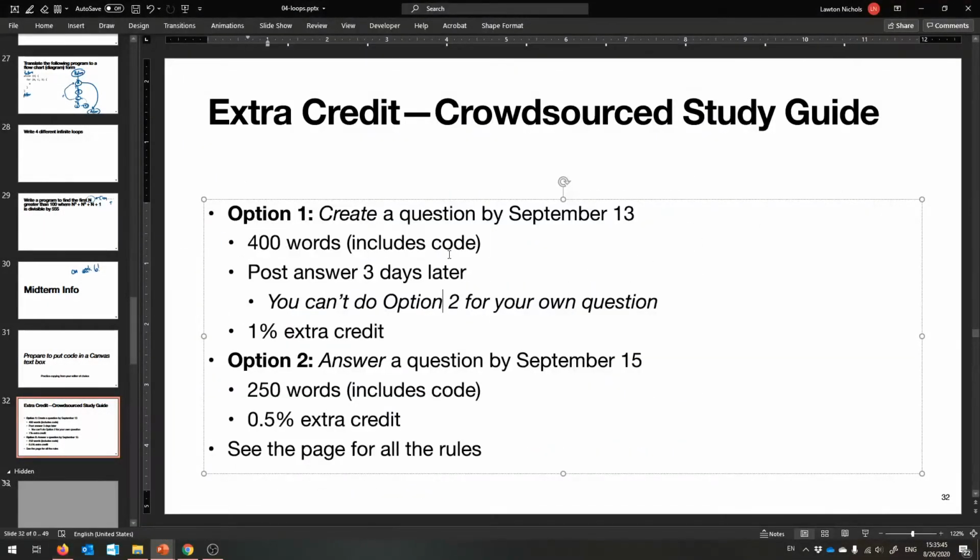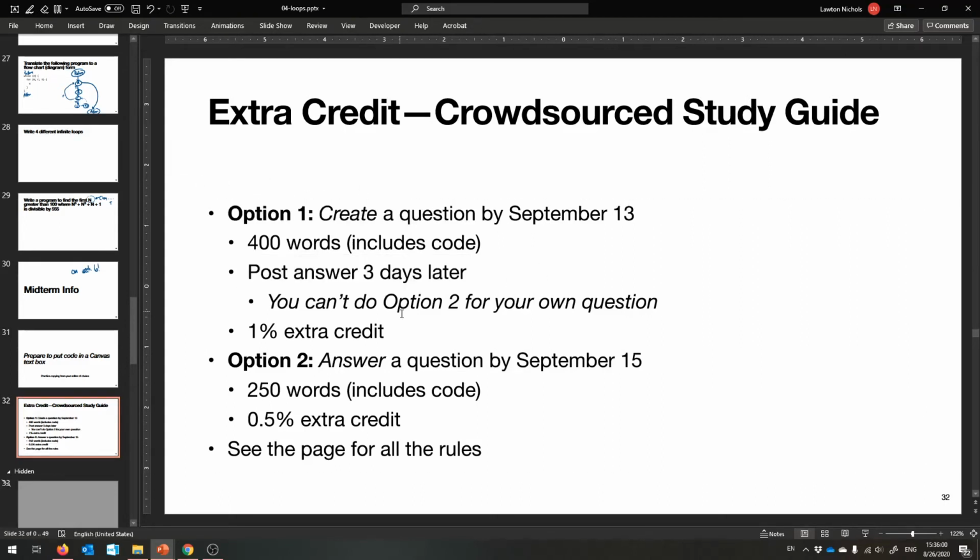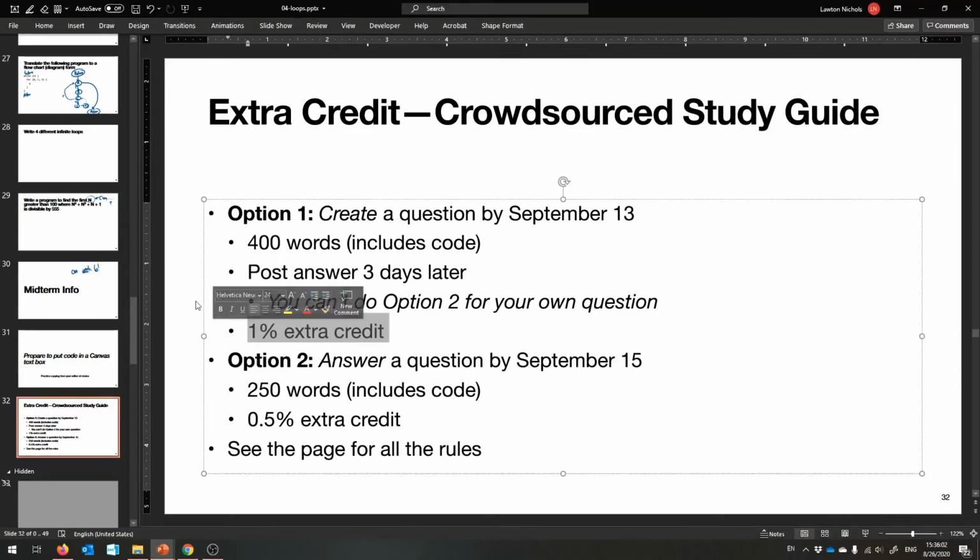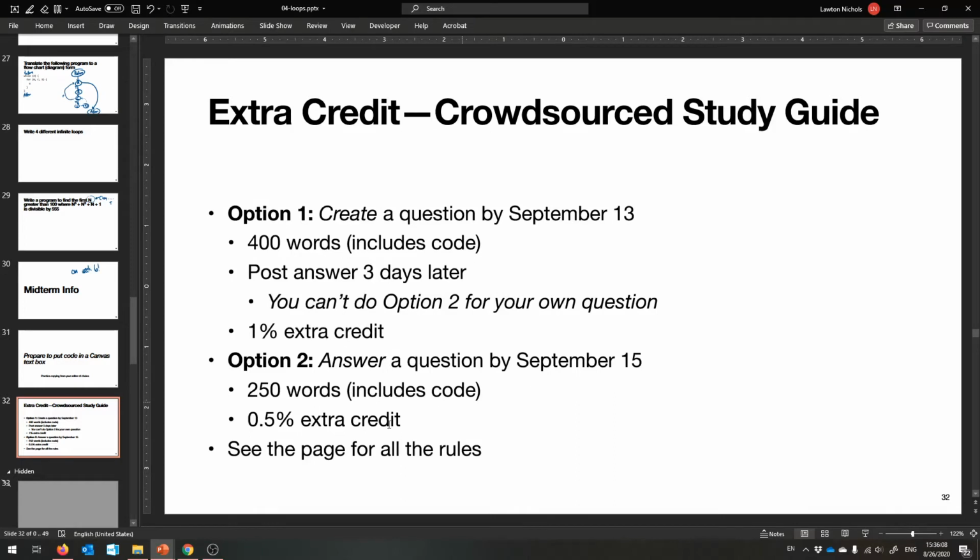All right, and then you'll also post a very quick answer 3 days later. See the write-up there. And you cannot answer your own question otherwise. You can't do this option on your own question. You have to post your answer 3 days later. That's part of this first option. Okay? And so that is 1% extra credit, which is like worth a lab in a sense, or maybe half a lab, something like that.